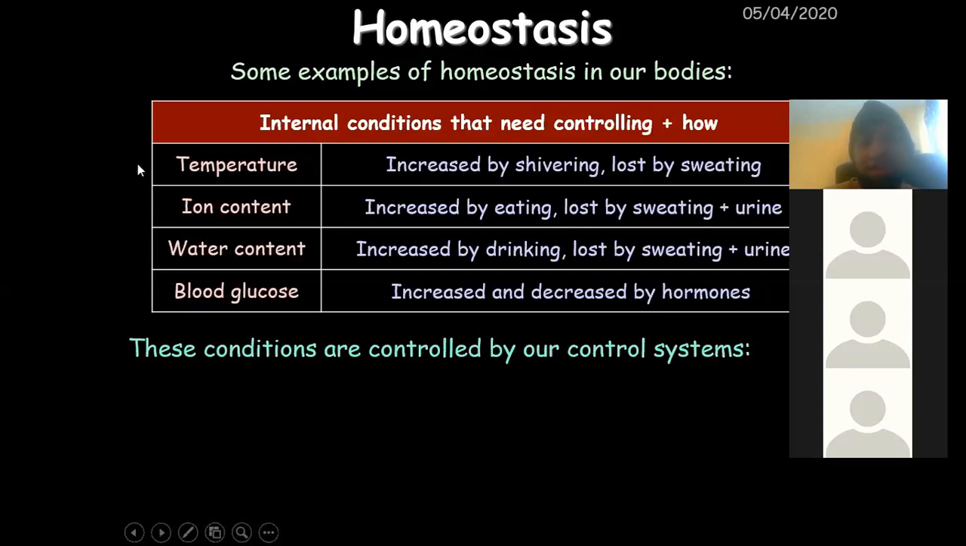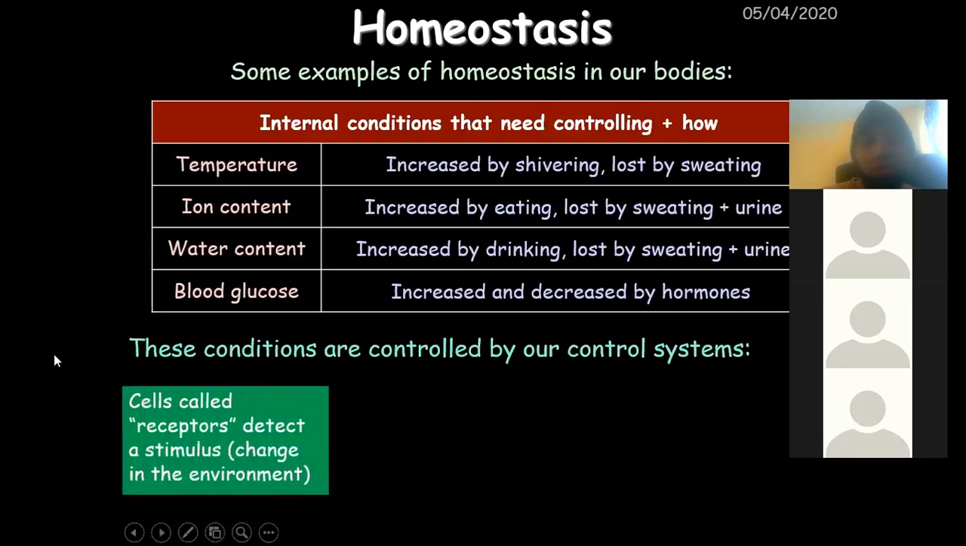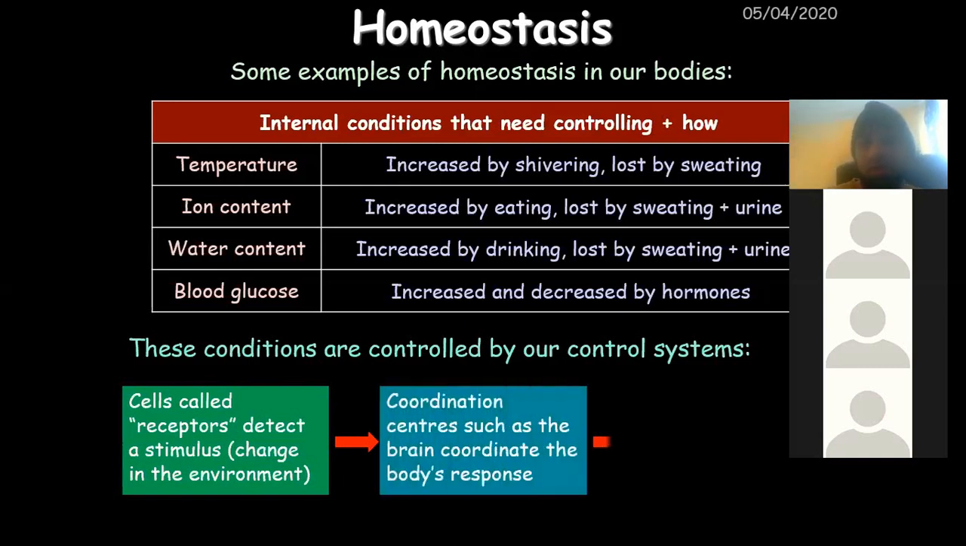Your body has to detect it. And it detects it by using what we call receptors. There's special cells that detect an increase in temperature or a decrease, an increase in ion content or a decrease, an increase in the amount of water you have or a decrease. All of these things are detected by the body's sensors, okay? Special cells. Then the brain or the spine has to say, look, I've detected too much sugar. I've detected a high temperature. I need to respond to it.